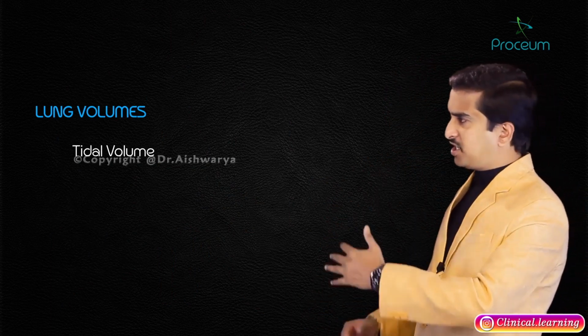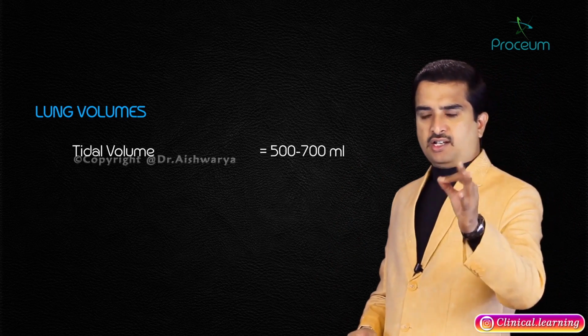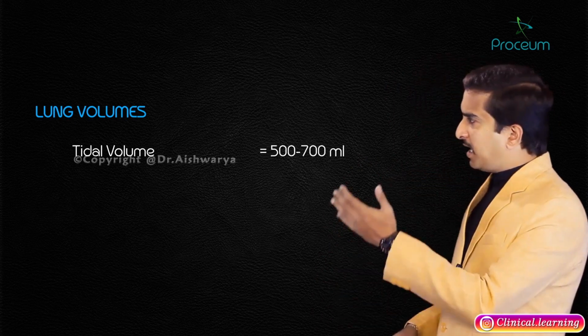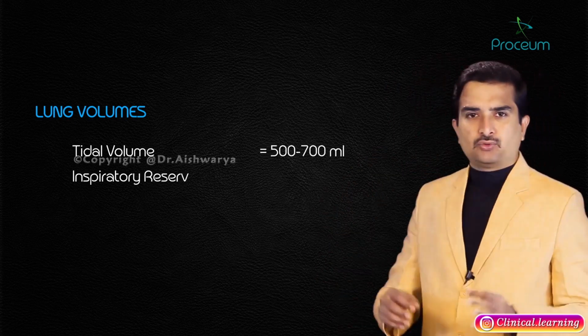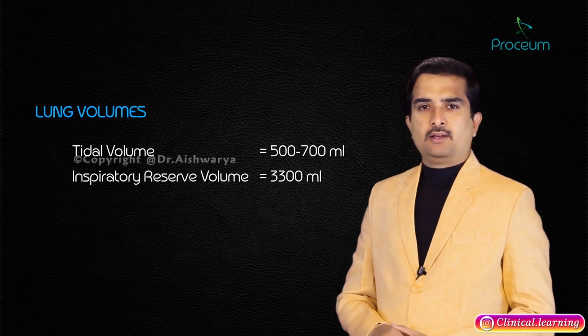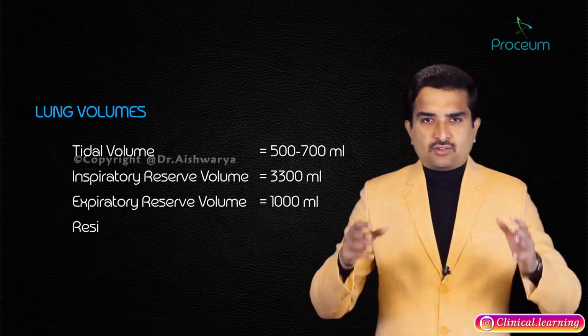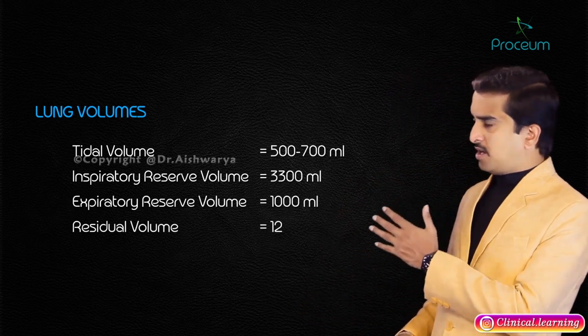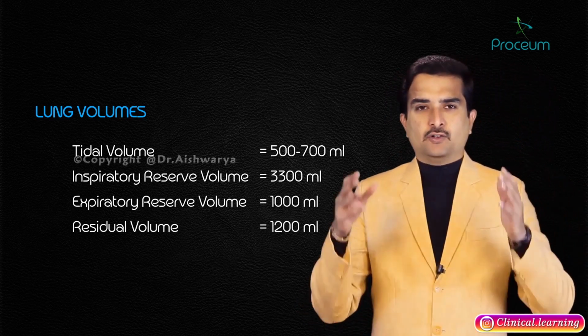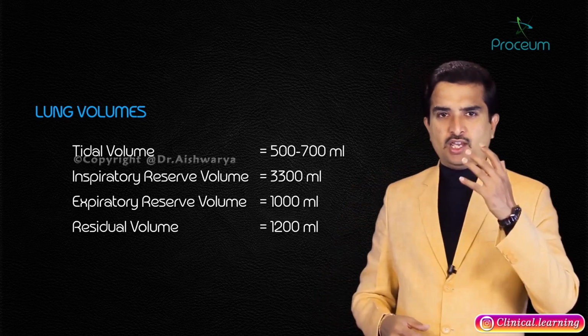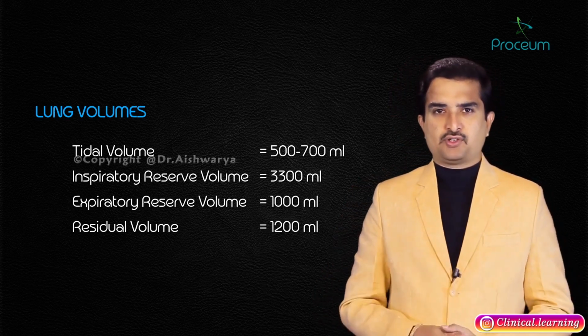So these are the lung volumes. The tidal volume is 500 to 700 ml, and we will consider it as 500 ml. The inspiratory reserve volume is 3300 ml, the expiratory reserve volume is 1000 ml, and the residual volume is 1200 ml. These are the volumes of the lungs during inspiration or expiration.